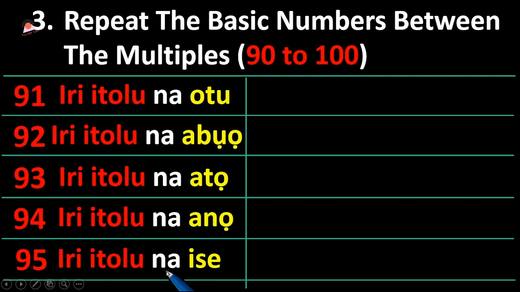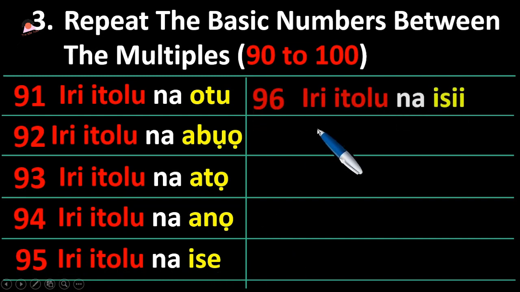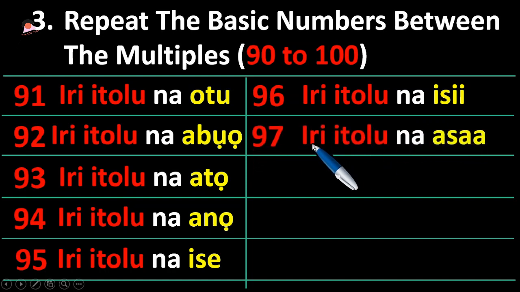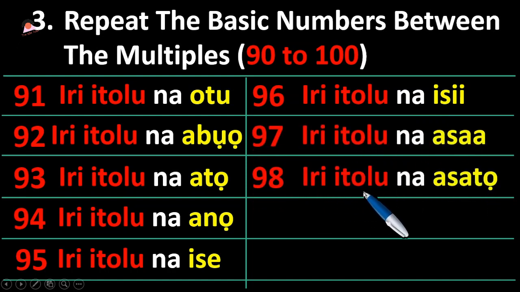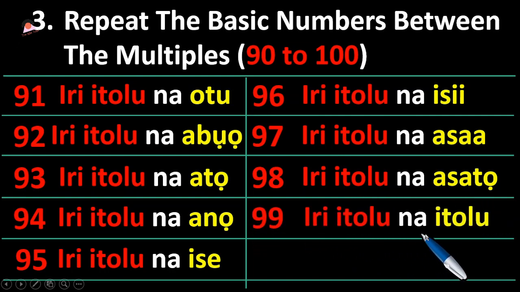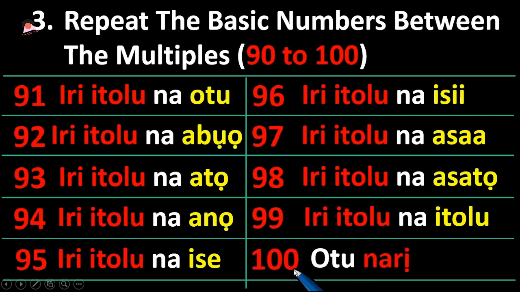95. Iri itolu na ise. 96. Iri itolu na isi. 97, you can count that, iri itolu na asa. 98, iri itolu na asato. 99, iri itolu na itolu. Then 100, otu nari. Otu is 1. Nari is 100. Otu nari, 100.